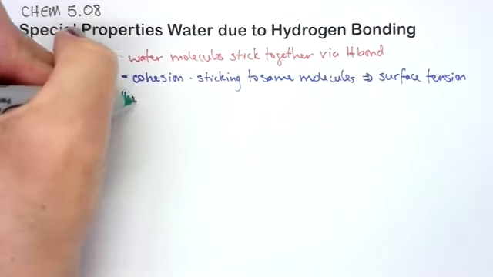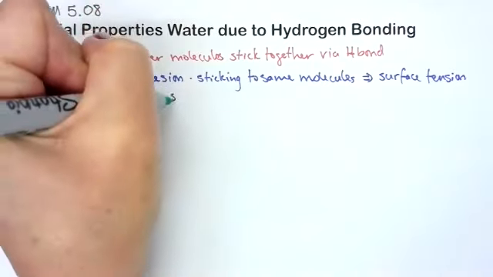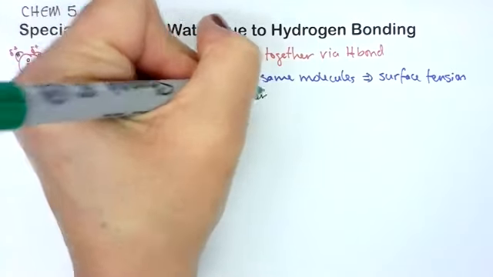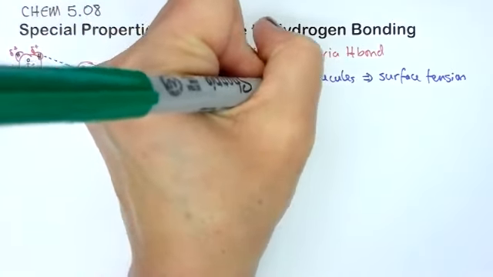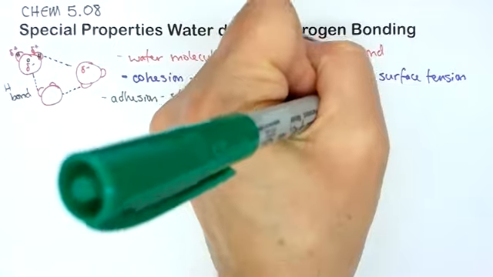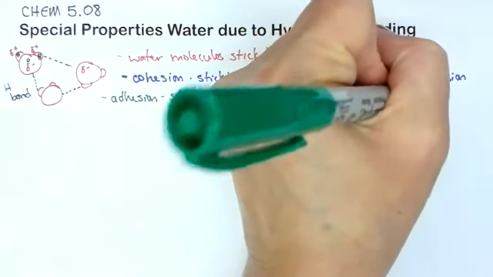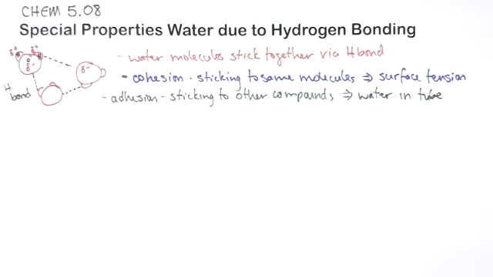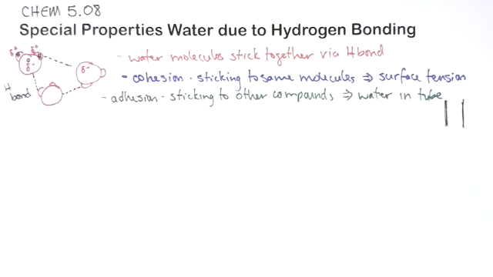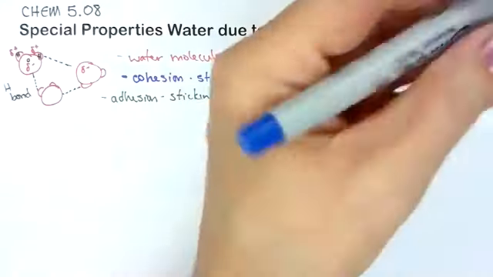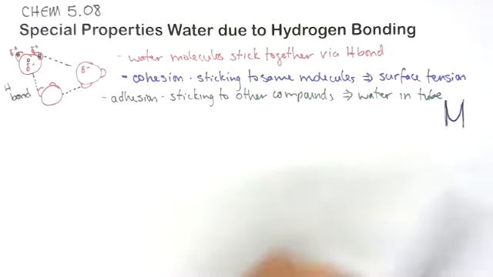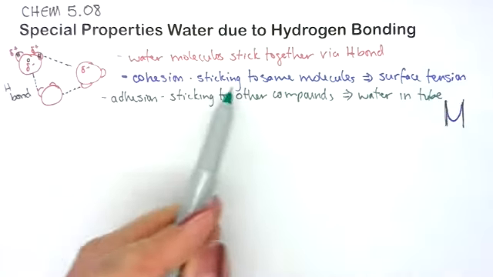Adhesion is sticking to different surfaces, other compounds or molecules. An example of this would be water in a thin glass tube. If you've ever looked at water in a thin glass tube, it looks a little bit like this. We get the column, and then the water actually forms this kind of weird U shape. The reason for that is the water molecules stick to the glass because of adhesion.